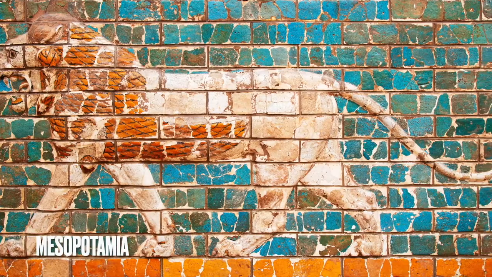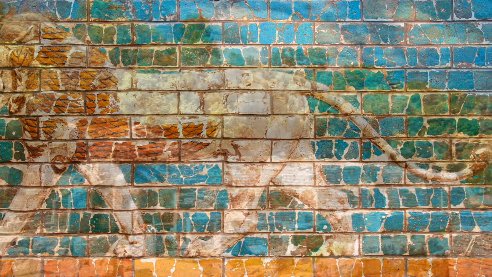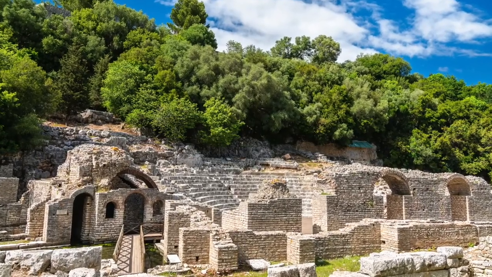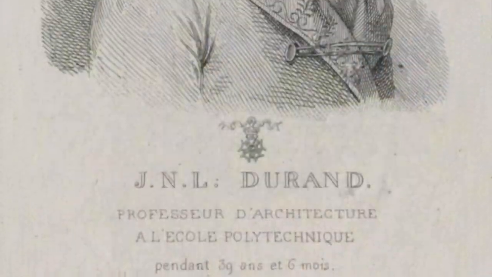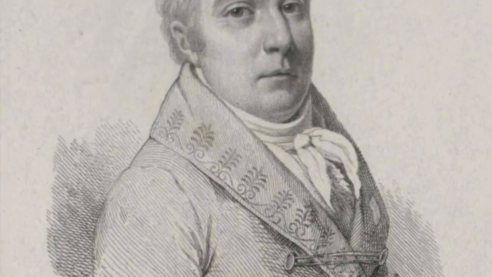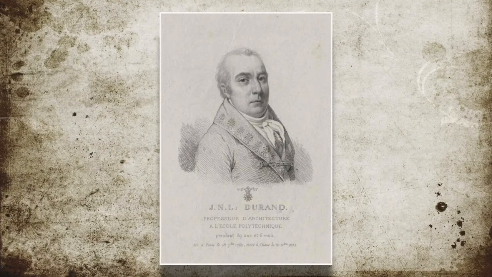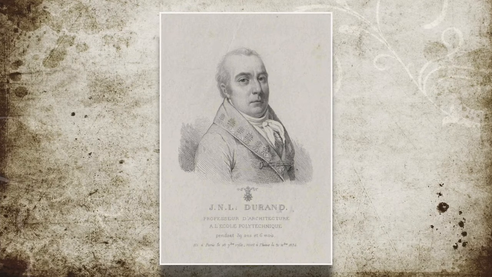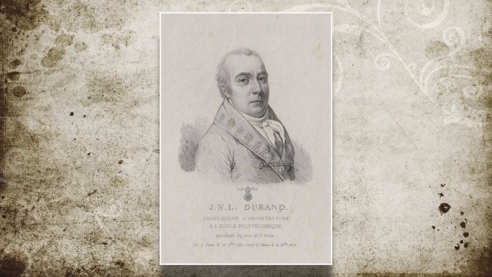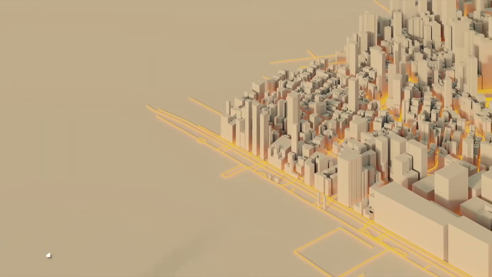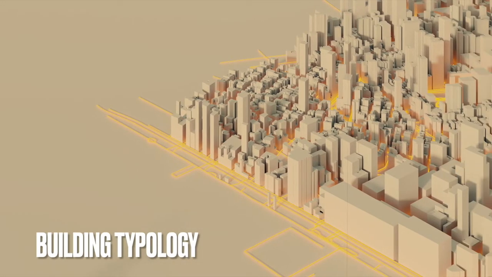So even though there were different types of buildings, no proper documentation is available until this study was enhanced by a French author, teacher, and architect, J.N.L. Durand, in his famous books in the 18th century. The study and documentation of buildings having similarities in their type of function or form is referred to as building typology.